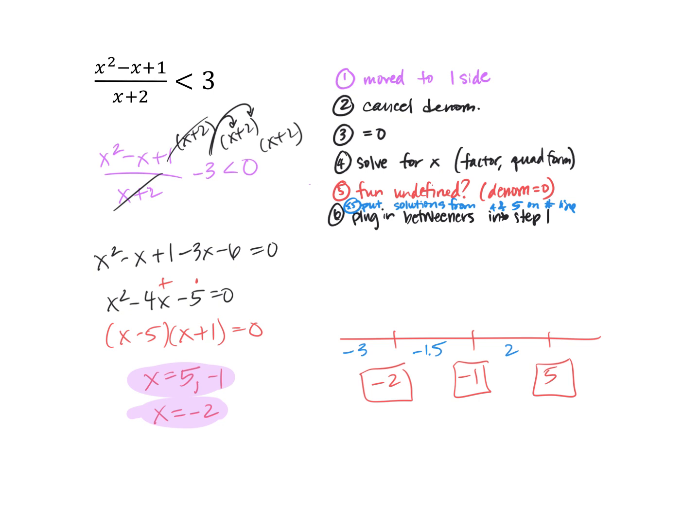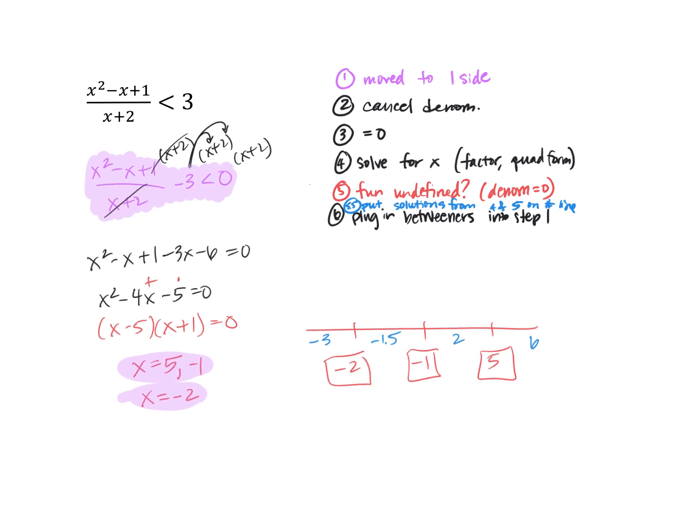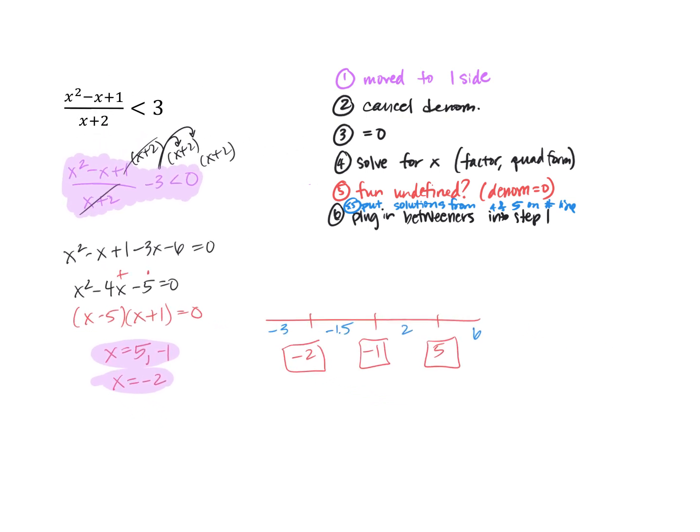Yeah, Mr. Wills is getting his calculator out because it says plug in the betweeners. Plug in these blue numbers into my step 1. Step 1, one more time, was move everything to one side. And that was when I wrote this in purple. Purple was when I moved everything to one side. So you guys, with your calculator, let's go plug in those in-between values into my purple function. And whoever wasn't here yesterday, this is helpful.